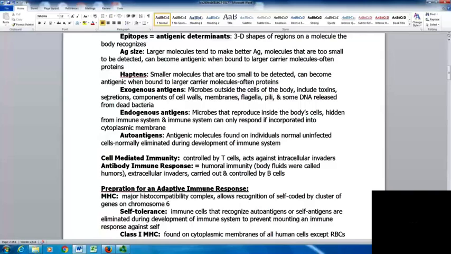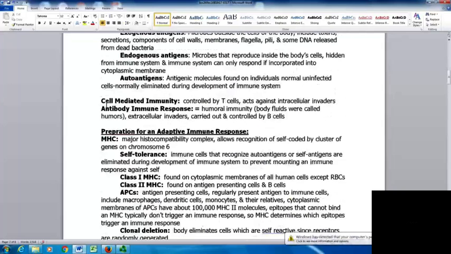So they're hidden from the immune system, and the immune system can only respond if they're incorporated into a cytoplasmic membrane. Autoantigens are going to be antigenic molecules that are found on individuals' normal uninfected cells. These are normally eliminated during the development of the immune system and should be.